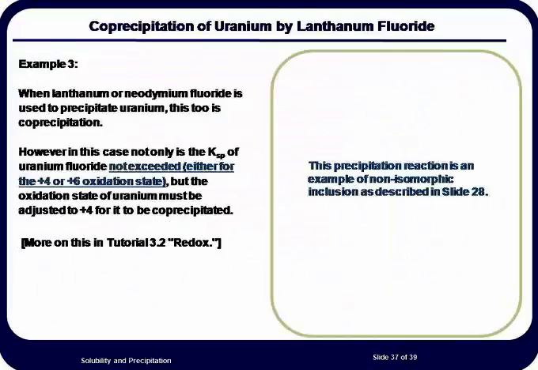In the case of performing uranium analysis, using a lanthanum fluoride precipitate, the Ksp of the lanthanum is exceeded, but not that of the uranium. However, it is critical that the uranium be in the proper oxidation state. Only uranium in the +4 oxidation state will co-precipitate with lanthanum fluoride. The reasoning behind this will be explained in the module on redox.